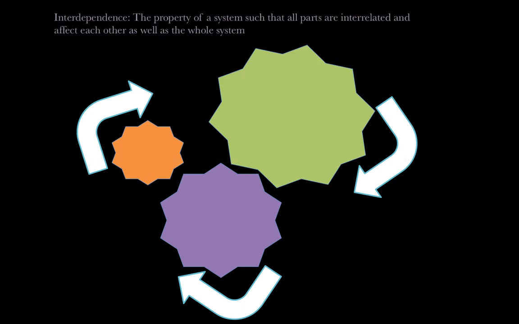Here's the definition. It's the property of a system such that all parts are interrelated and affect each other as well as the whole system. Here's the basic idea, that one part of the system is really no better than any other part of the system, because if one part is missing, whether it's a small part or a big part, if one of them stops working, the rest of the system is going to fall apart. That each person or each group or each cluster in an organization has some value, and without the value that they contribute, the rest of the organization cannot continue on.